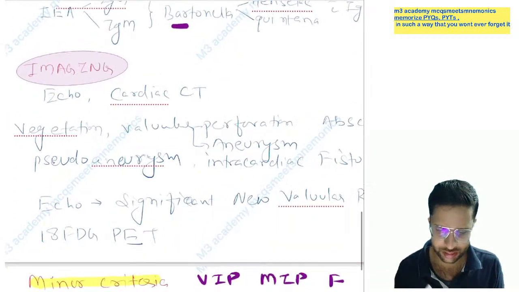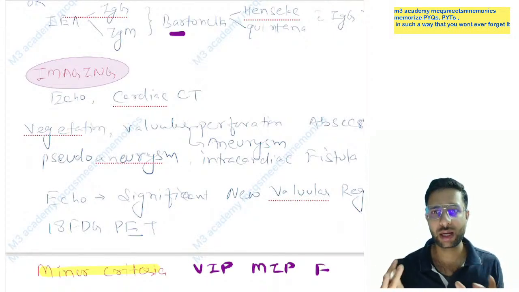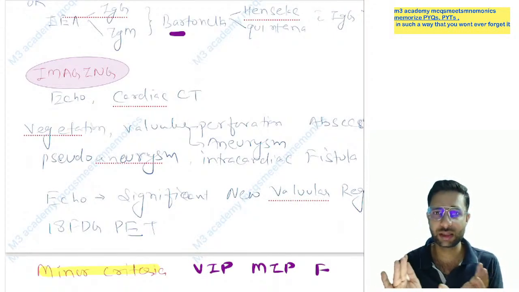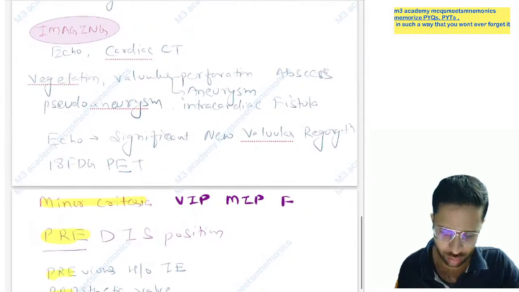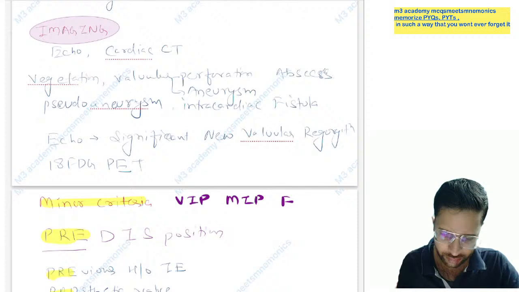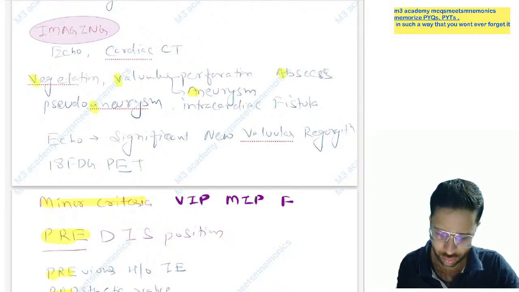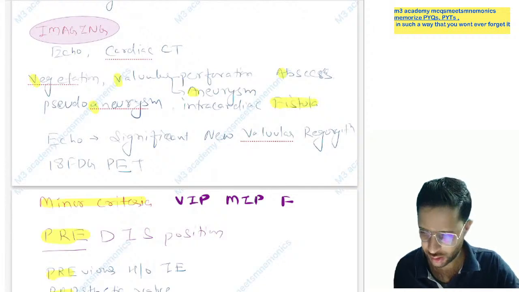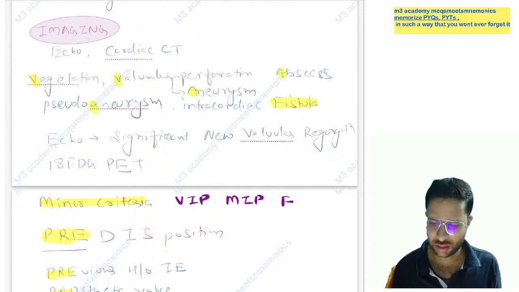Imaging includes heart imaging related to infective endocarditis: echo and cardiac CT. What findings do we see? Common findings are vegetation, V for valvular perforation or aneurysm, A for abscess, pseudoaneurysm, and intracardiac fistula.